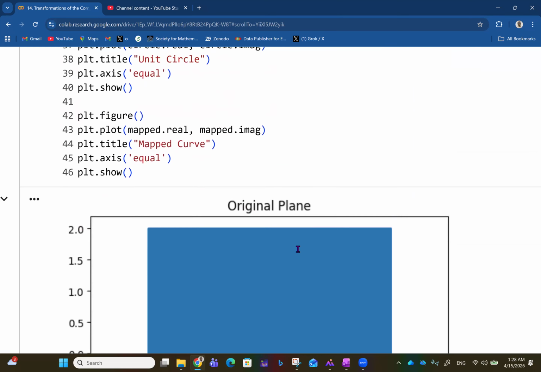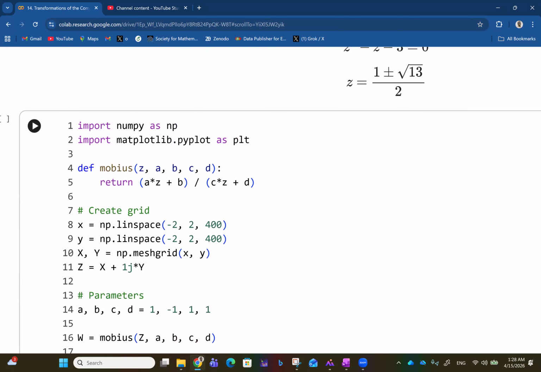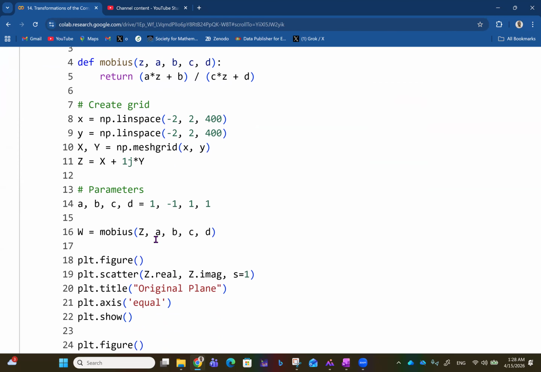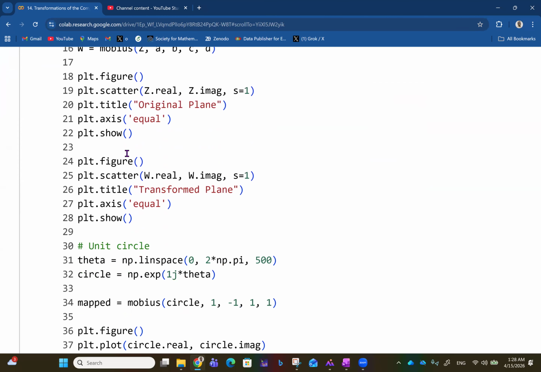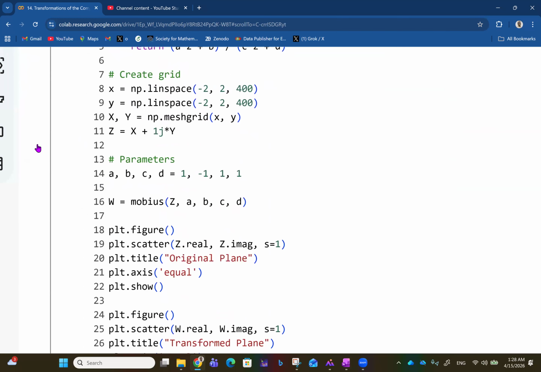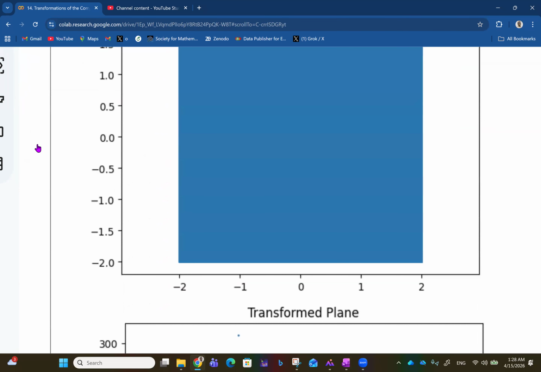We can do some plotting here. So here you define Mobius with Z, A, B, C, D, and you return AZ plus B over CZ plus D, which is the definition. Then you can create a grid here. Then you can choose your A, B, C, D, whatever you want. Here we have chosen 1, minus 1, 1, 1. And then we have W as Mobius with factors Z, A, B, C, D. Then you do the plot, and we see the plots under there.